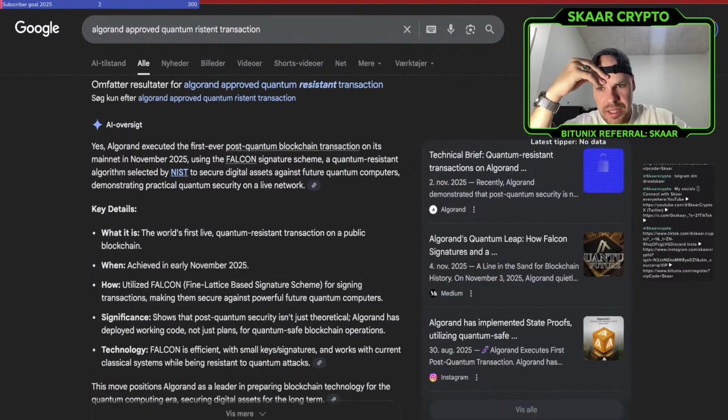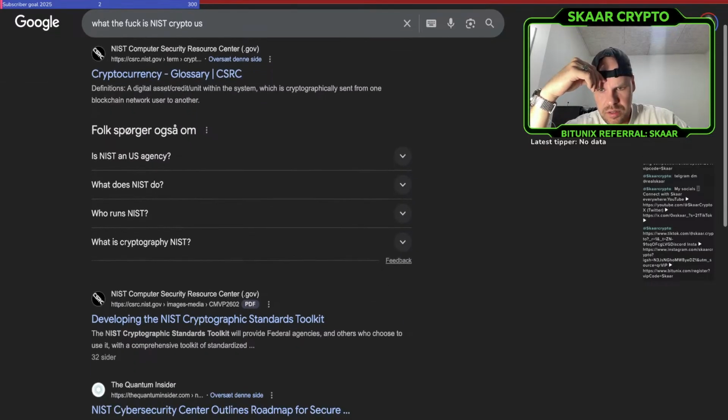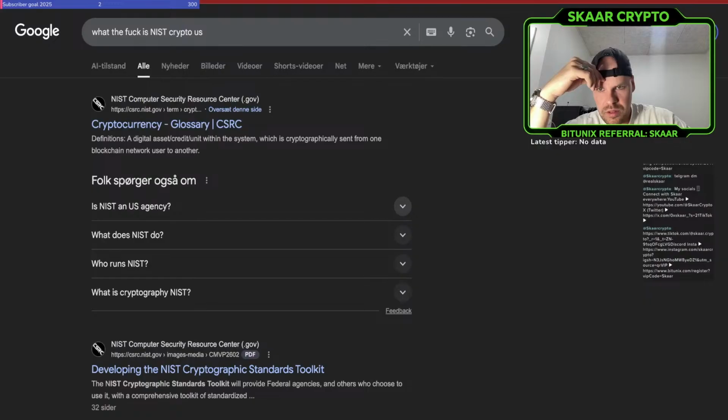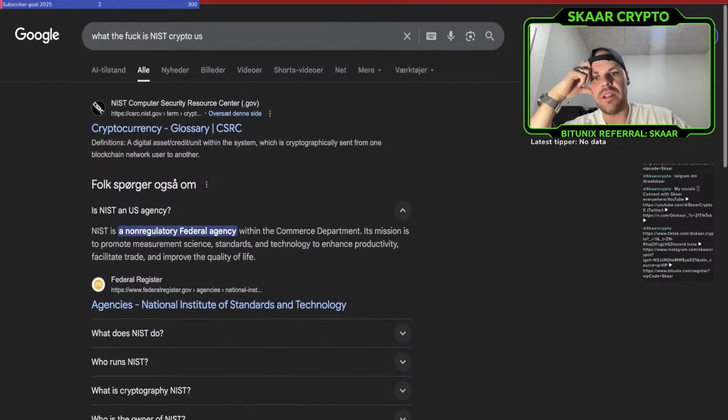And the NIST is some kind of US authority or agency. What is NIST? It's a non-regulatory federal agency within the Commerce Department. Its mission is to promote measurement science, standards, and technology to enhance productivity, facilitate trade, and improve the quality of life. Okay, so that's kind of a big deal.